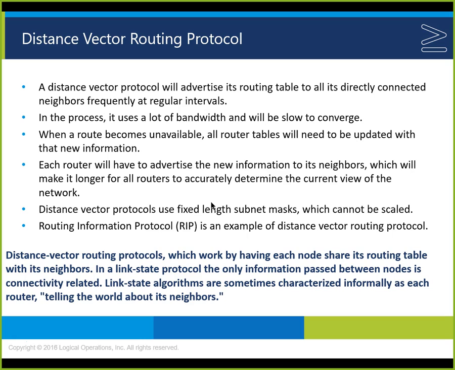So with that, we'll go into two different types of classifications of routing protocols: distance vector and link state. And the distance vector protocol that we talk about is RIP. Distance vector advertises its routing tables to its directly connected neighbors. So it tells, and sometimes this is called routing by rumor.